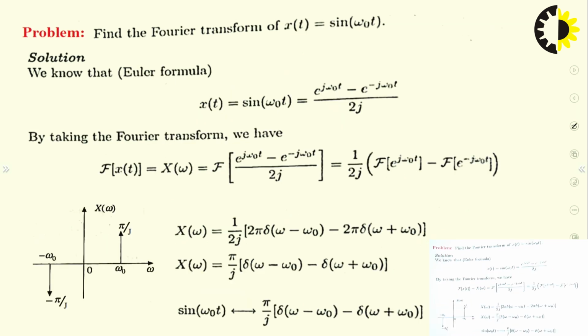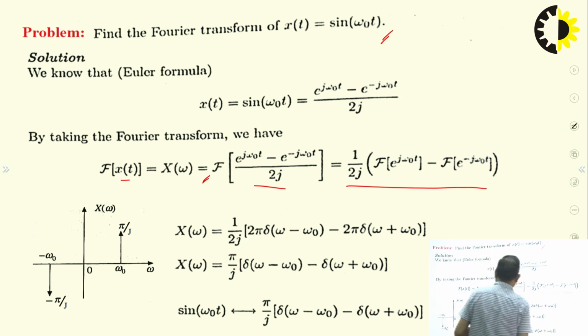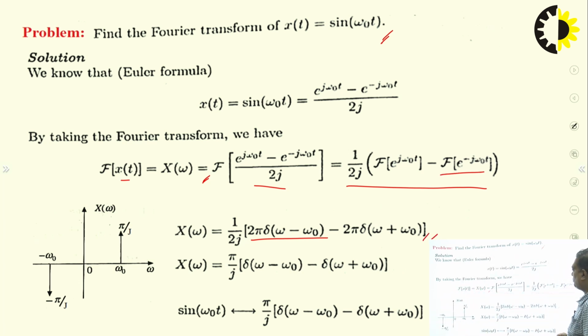Now the Fourier transform of x(t) equals sin omega naught t. Again, using Euler's formula, we can write sin omega naught t as 1 by 2j times e to the power j omega naught t minus e to the power minus j omega naught t. We separate it out and take the Fourier transform of e to the power j omega naught t, which is 2 pi delta omega minus omega naught, and of e to the power minus j omega naught t, which is 2 pi delta omega plus omega naught. So we obtain pi by j times delta omega minus omega naught minus delta omega plus omega naught. The Fourier transform of sin omega naught t comes out to be this.